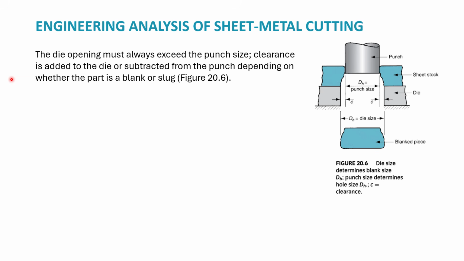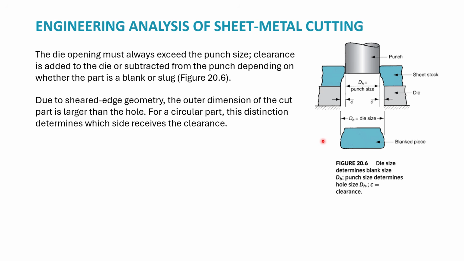The die opening must always exceed the punch size, and the clearance is added to the die or subtracted from the punch, depending on whether the punch is making a blank or a slug. Once again, the blank is the part that will be used later for further operations. The slug is the part produced in the punching operation to make a hole. The colored part is simply recycled.